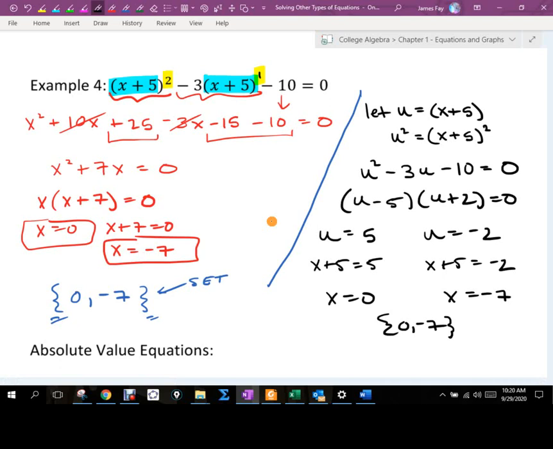Now, in this particular question, you might argue maybe the red one was quicker or the black one was quicker. In this question, you'd probably be splitting hairs, okay? But U substitution is going to be a vital component to making things simpler for us, okay? If we think about U squared minus 3U minus 10 and factoring that, that is much simpler than taking x squared plus 10x plus 25 minus 3x minus 15 minus 10 equals 0, condensing that, and then factoring that. Okay.